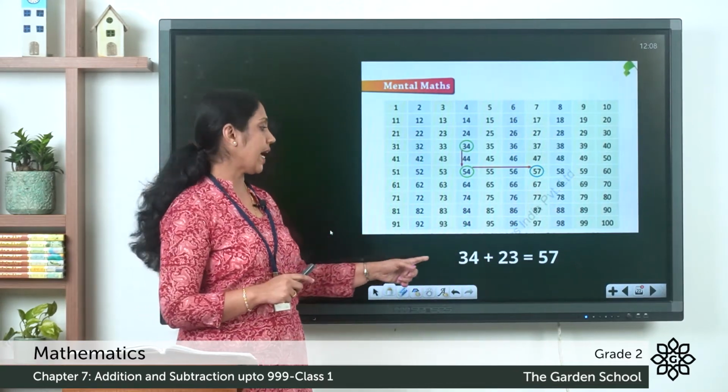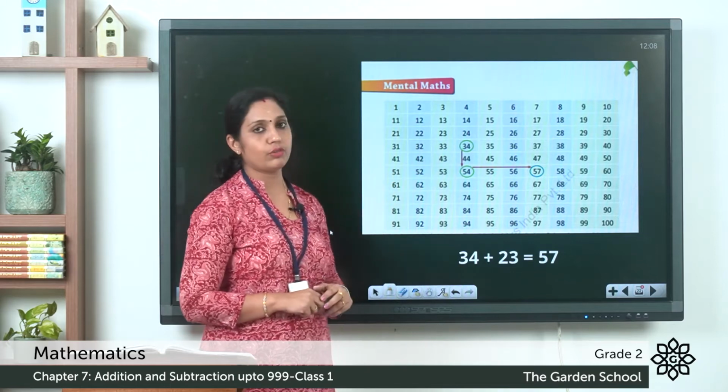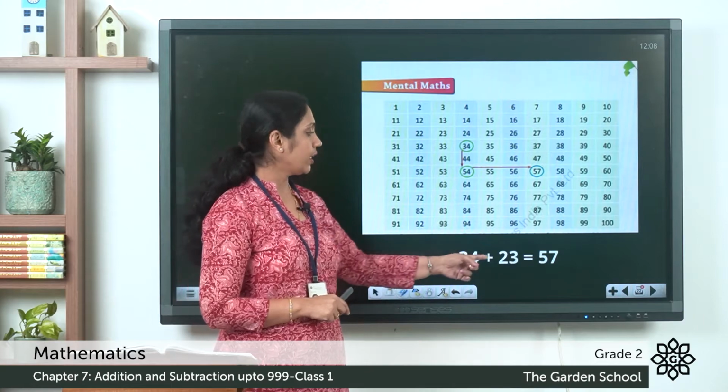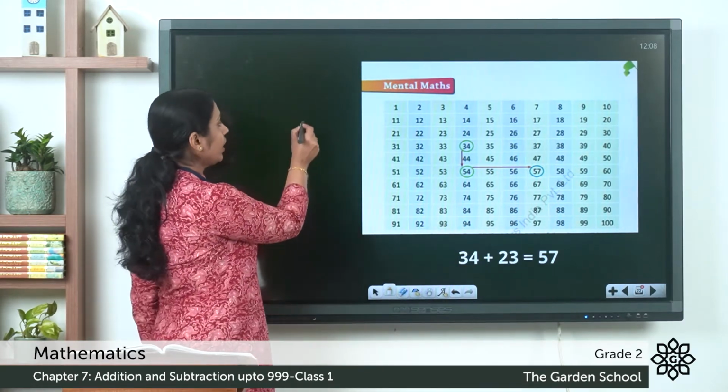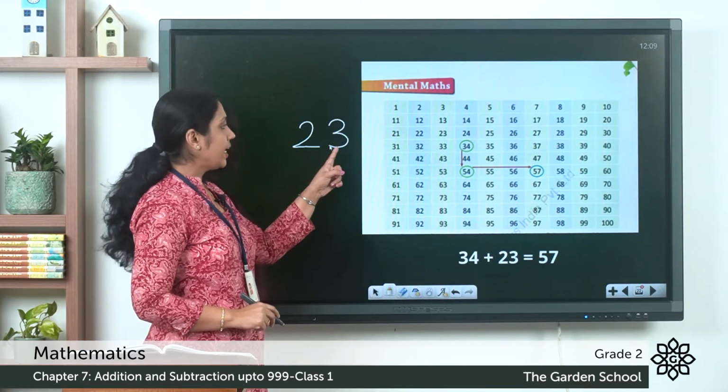So look at the first addend, that is 34. So we have to find the number 34 here. After finding 34, next we have to add. Now look at the number 23. In the number 23, we have 2 tens and 3 ones.